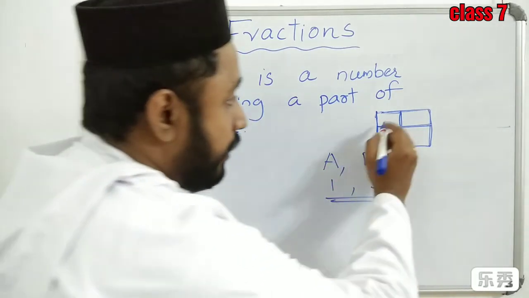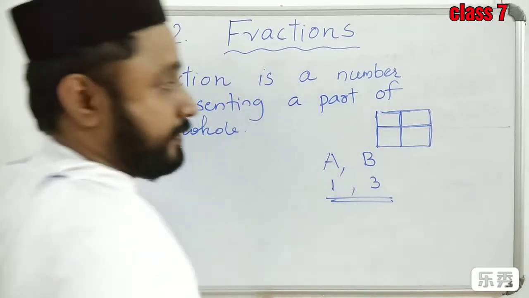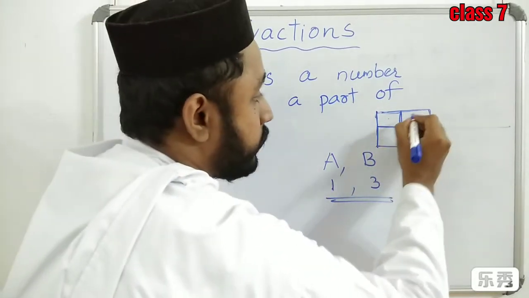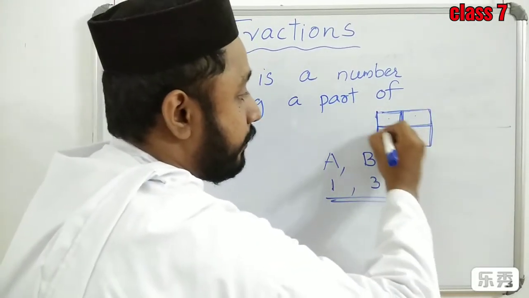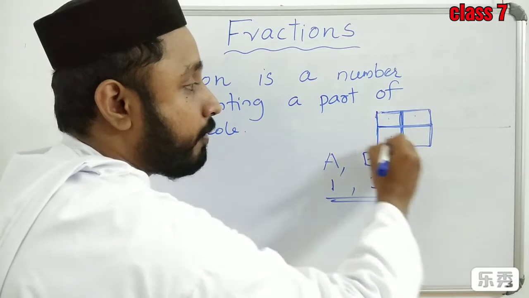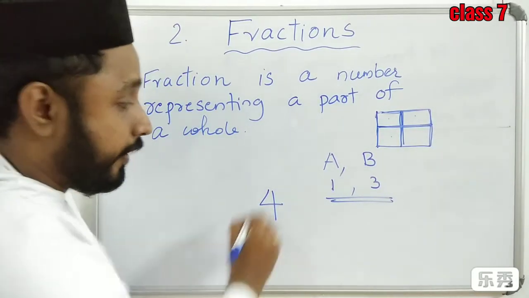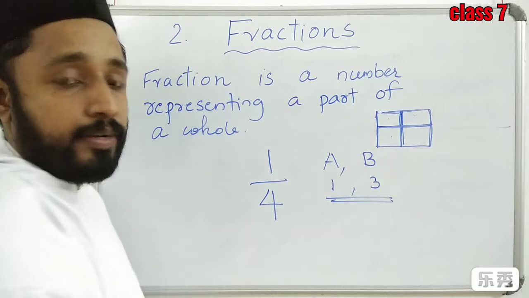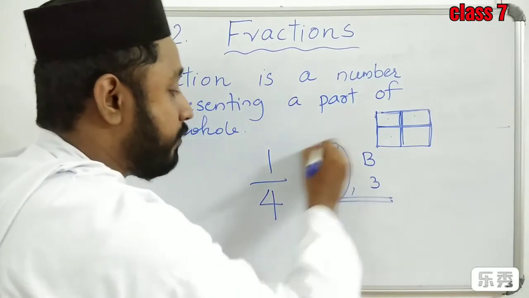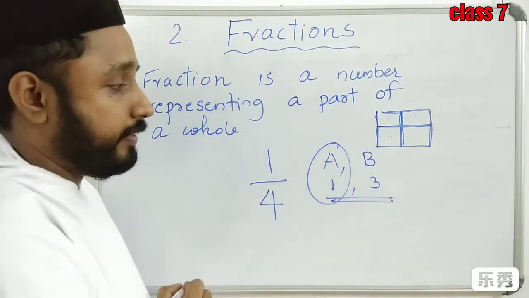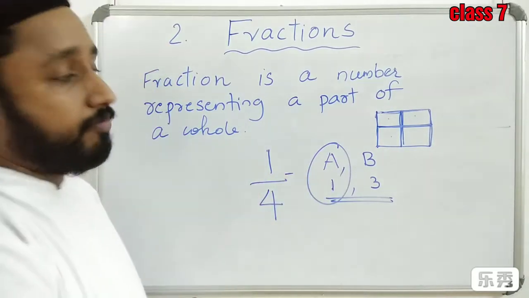Totally 1, 2, 3, 4. We cut equally 4 pieces, so the total number of pieces is 4. A got only 1, so A got 1 piece out of 4. That we represent by 1 by 4.